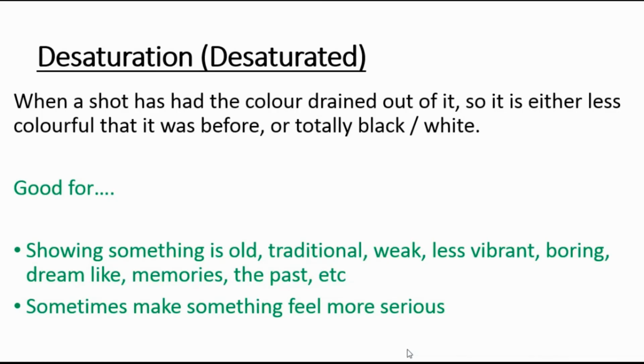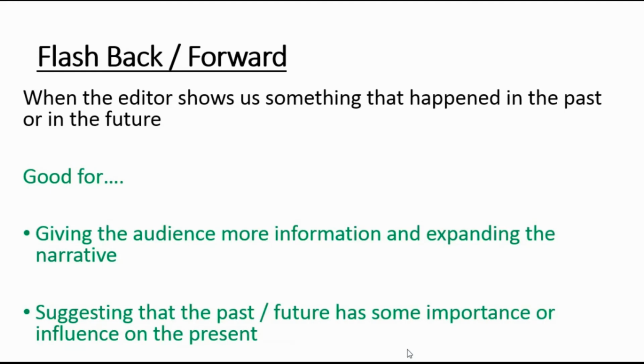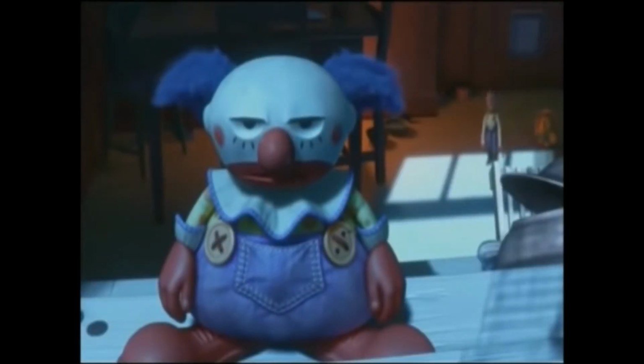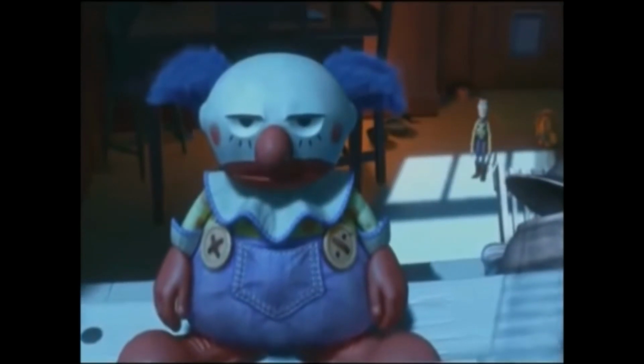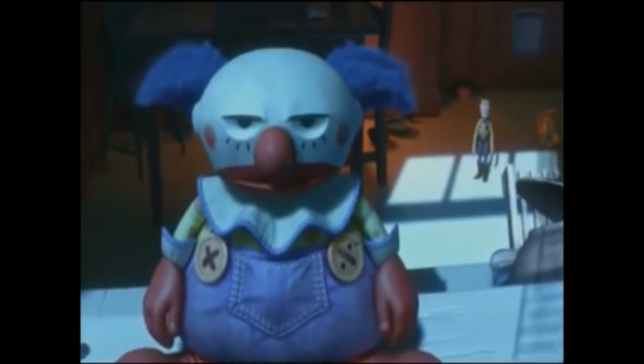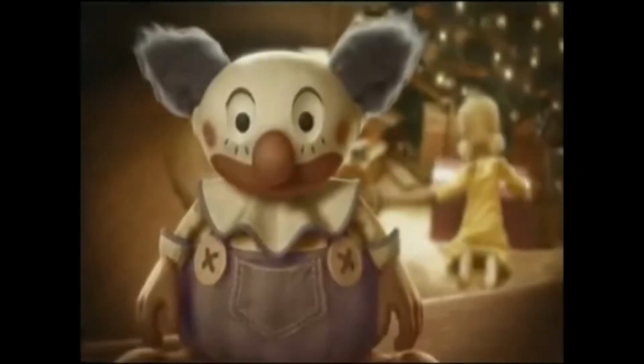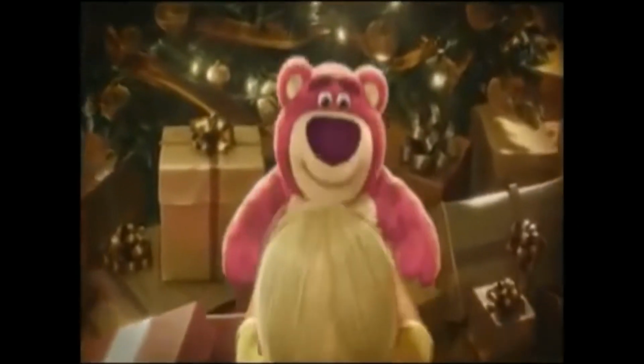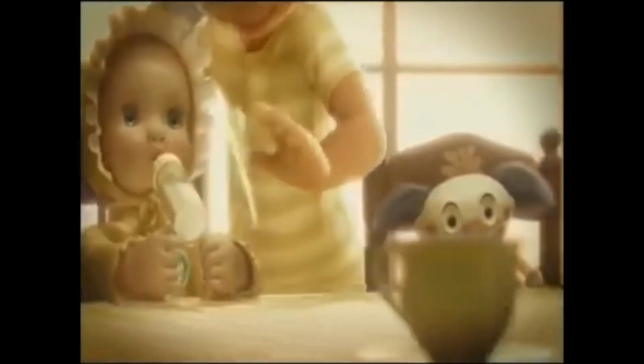A flashback or a flash forward is when the editor shows us something that happened either in the past or the future, obviously. And they will often use other editing techniques to make that clear. So, for example, you might have a fade to white or a fade in from white to show us something from the past or the future. You might use slow motion, you might desaturate it. So there's lots of ways in which the editor can make a flashback or a flash forward clear to the audience.